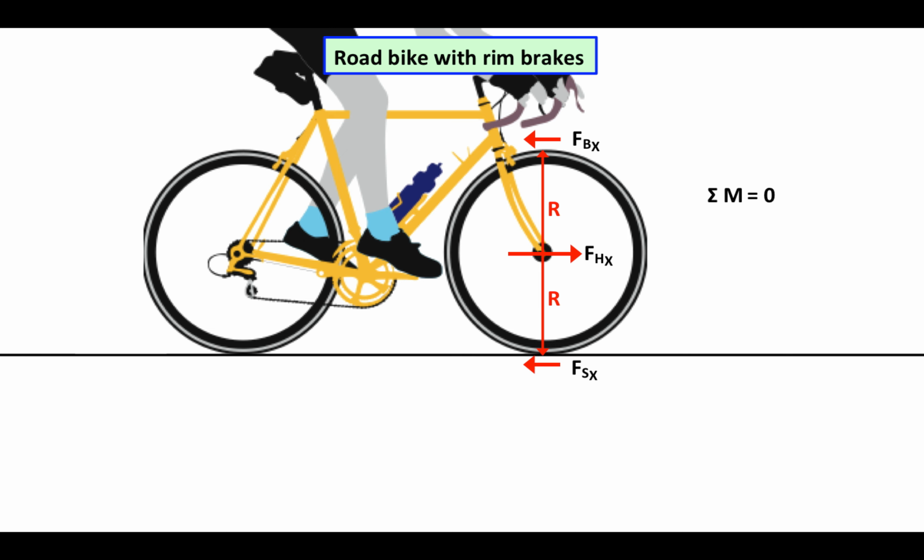So going back to our wheel, we see that the sum of the turning moments here is also equal to 0. The force of the brake in the x direction here times radius r is equal to the force of the surface of the road in the x direction, also times, again, the same radius r. So the force at the brake is equal to the force at the road.